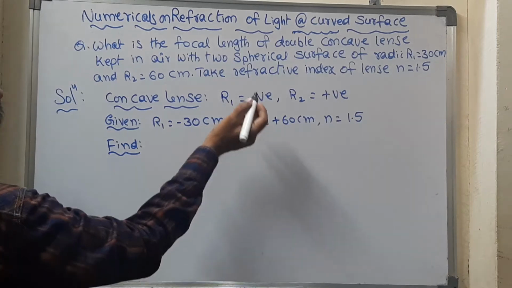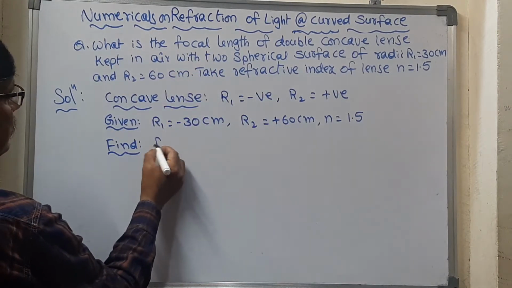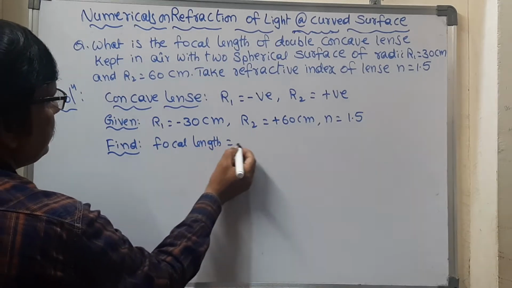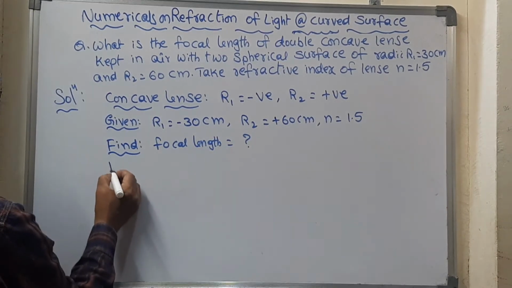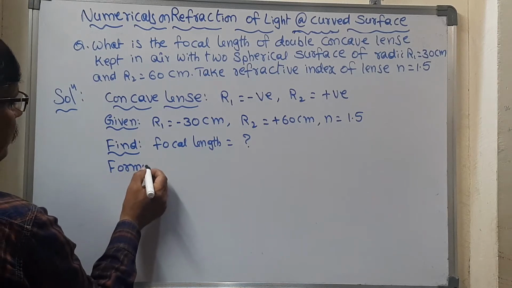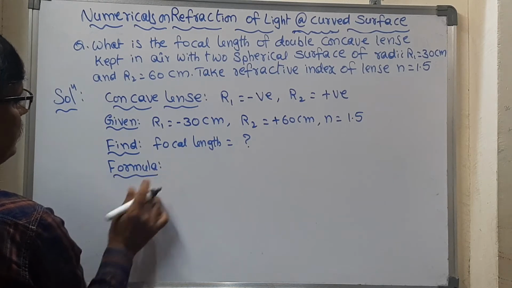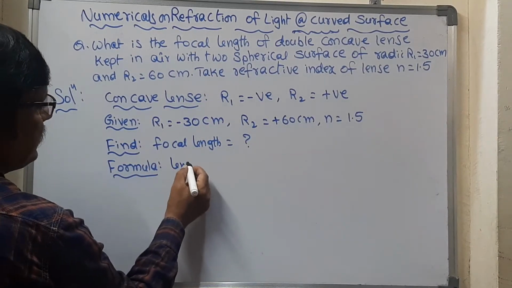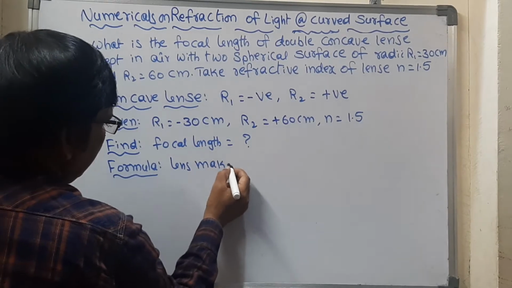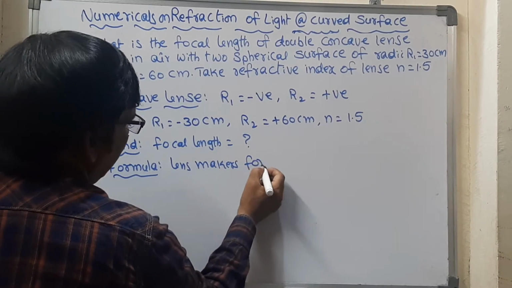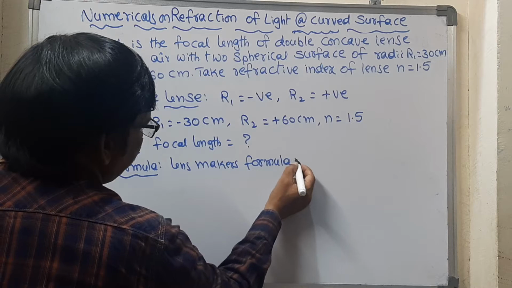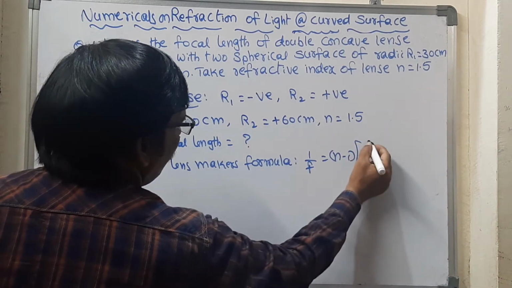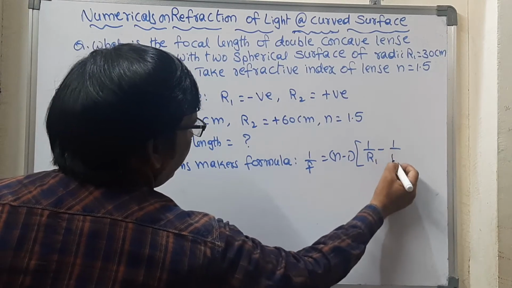Next we have to find. What is asked to find out? Focal length is asked, so focal length F is equal to question mark. And what is the formula associated with all these, R1, R2, F and n? It is the lens maker's formula. The lens maker's formula tells you 1 by F is equal to n minus 1 into 1 by R1 minus 1 by R2.